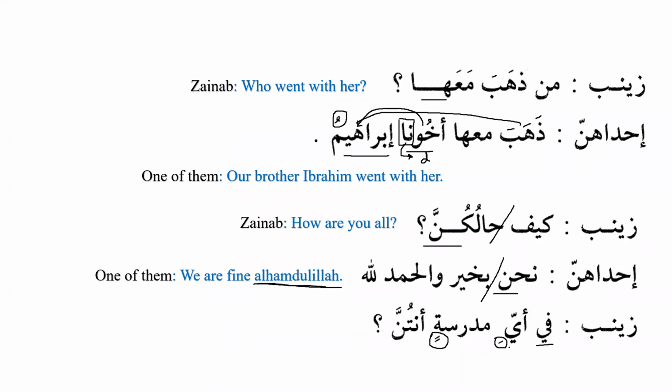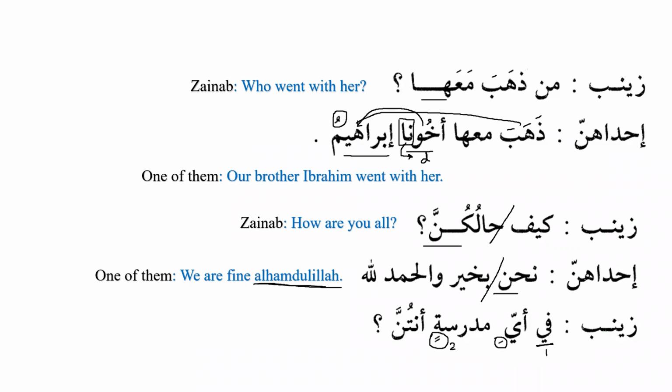We have learned that ayyi or ayyu is used as a special mudaf. So ayyi is majroor because of fi, and madrasatin is majroor because it is mudaf ilayh. So now we know that the noun is generally majroor for two reasons, and both of the reasons are over here. Number one, it is because of harf jar, and number two, it is mudaf ilayh.